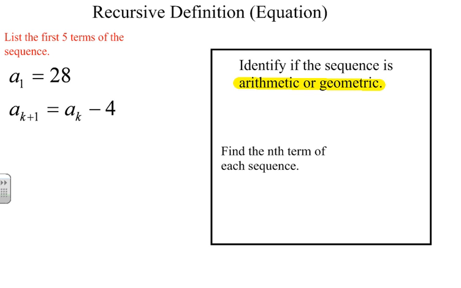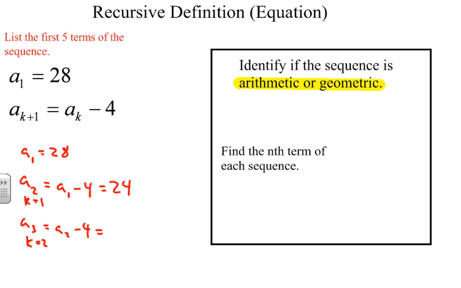So, starting off, we have our first term, which is 28. And so we want to find the second term. If you notice right here, in order to get that, k has to equal 1. So we're going to plug that in. We have the first term minus 4. Now, when we have that minus 4, we're going to have 24. We find the third term. Obviously, k is going to equal 2 in this case. So we have a 2 minus 4.